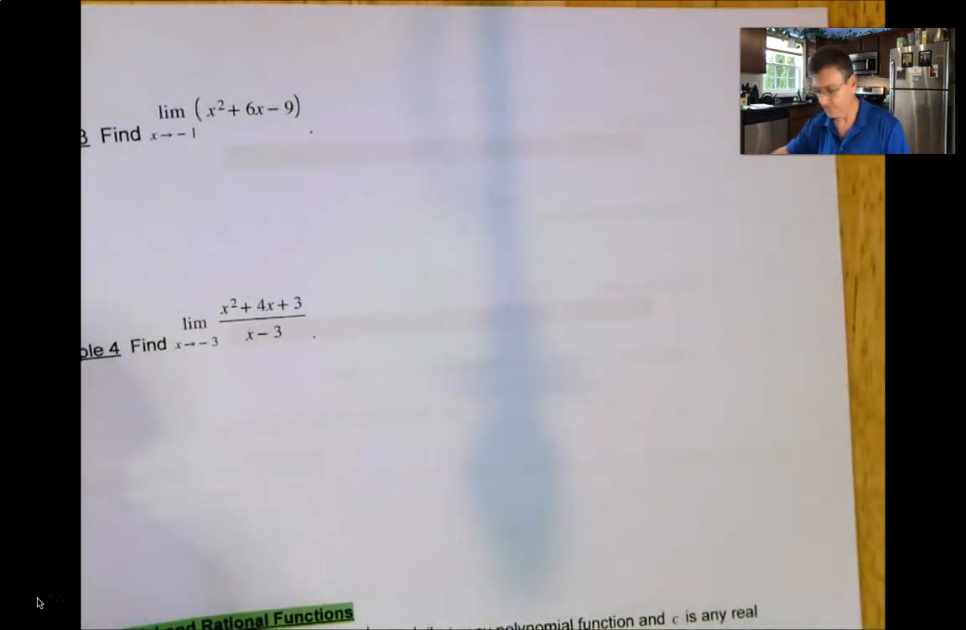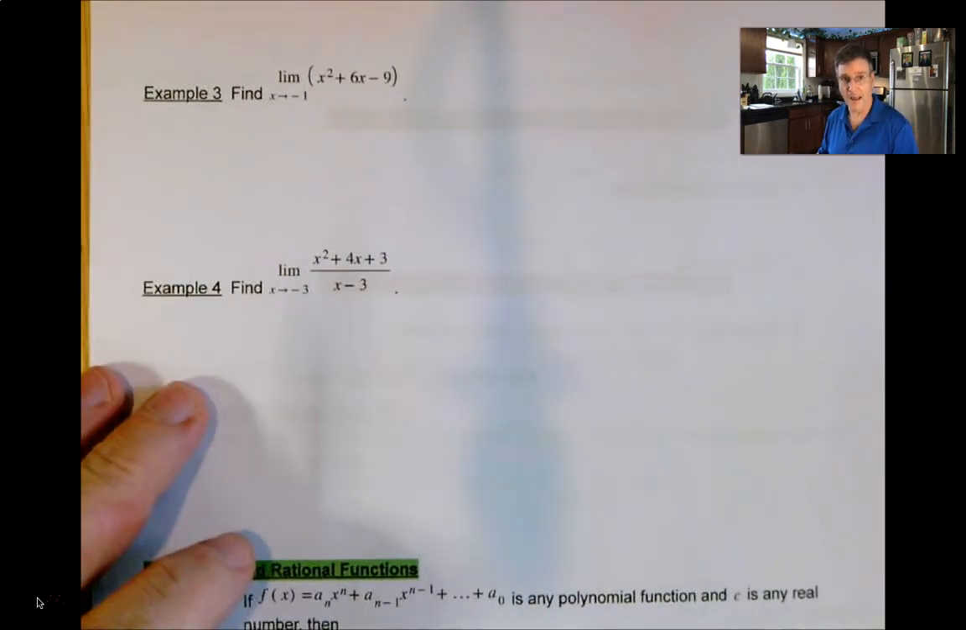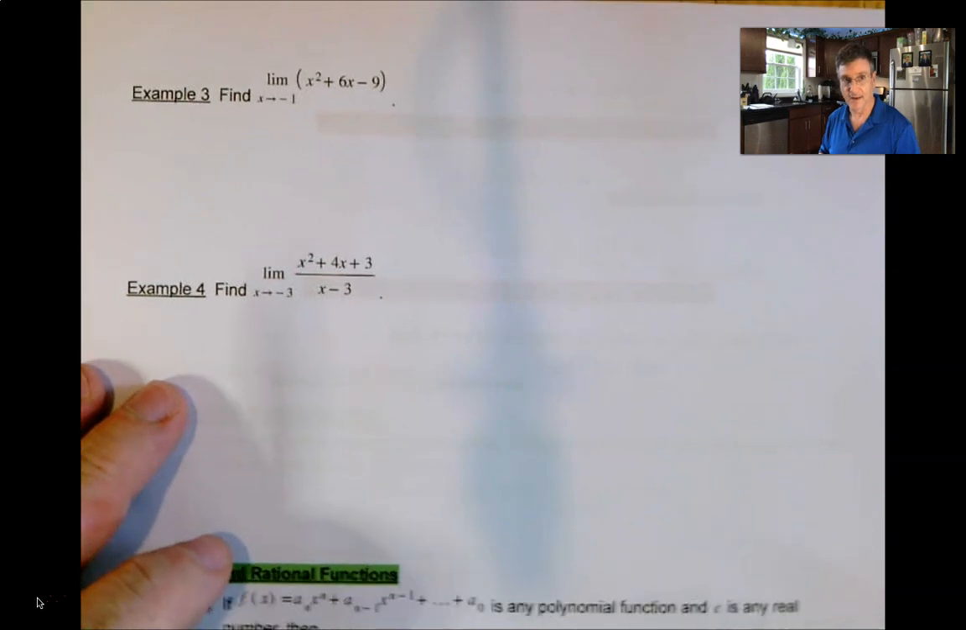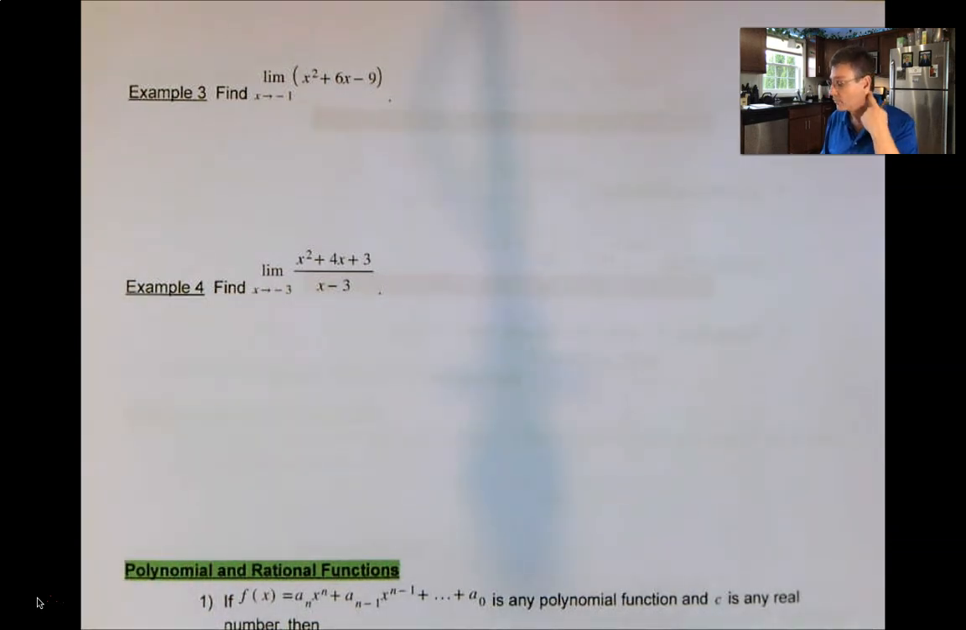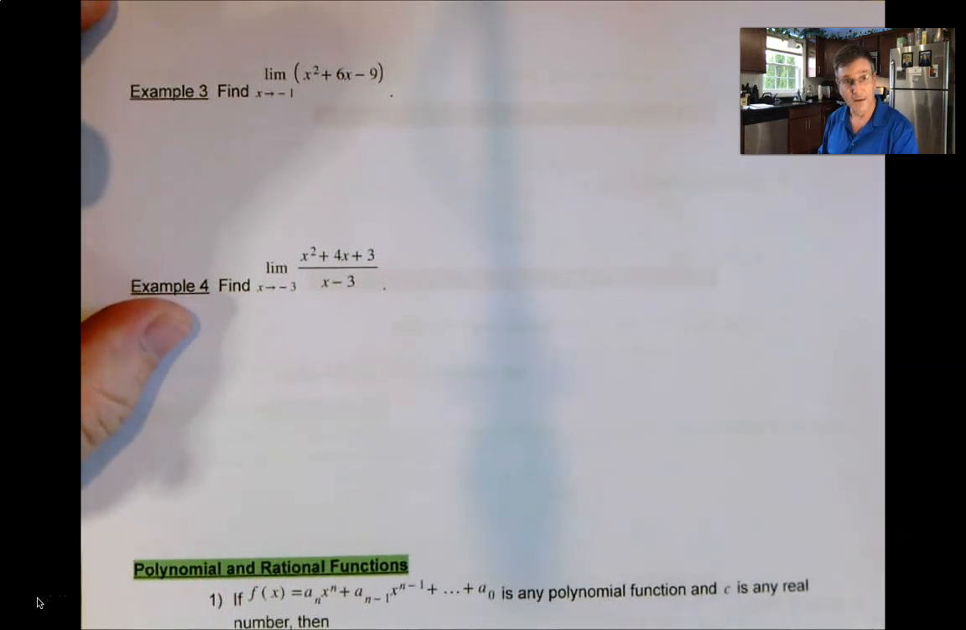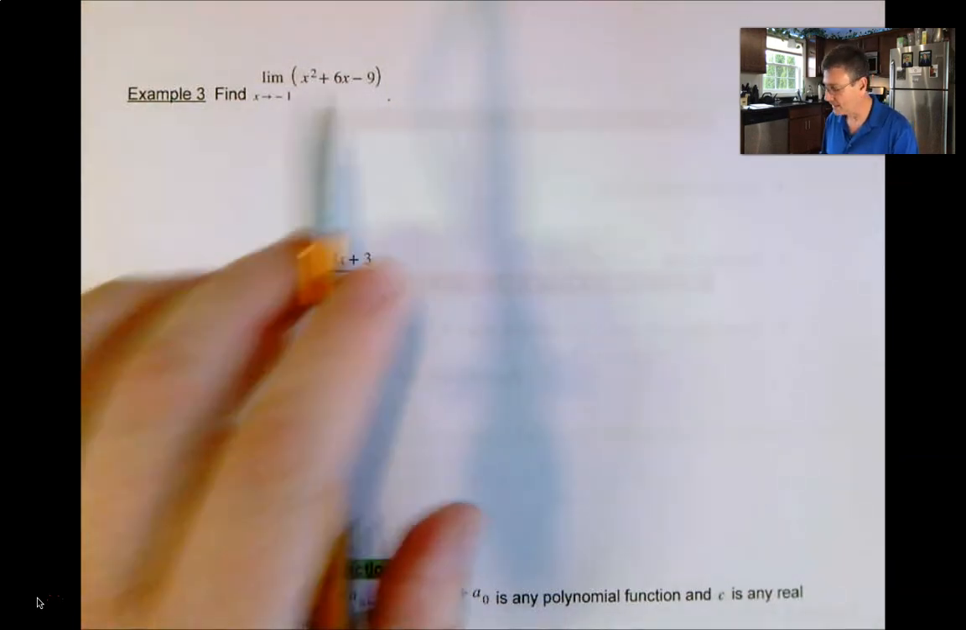Example 3. Again, we are dealing with something that, if I were to graph it, would be smooth and continuous. How do I know it's smooth and continuous? Because it's a polynomial. We've graphed polynomials for a long time in your mathematical career. So I can do direct substitution. We also can do the limit of the sums is the sum of the limits, and the limit of the difference is the difference of the limits.